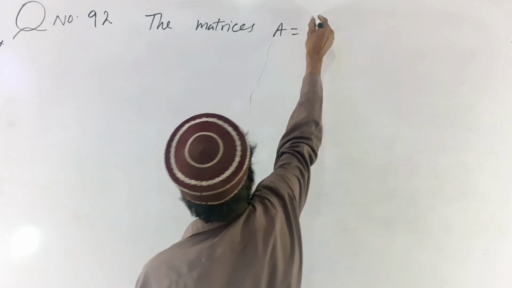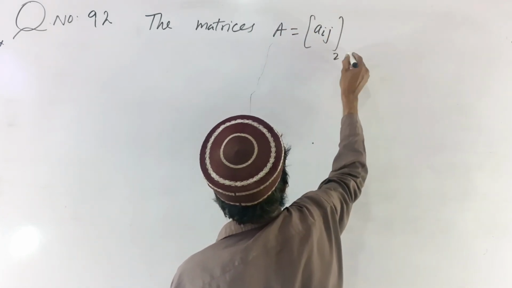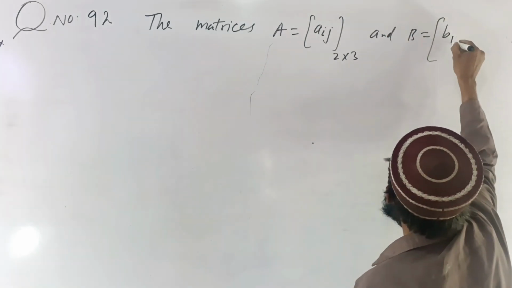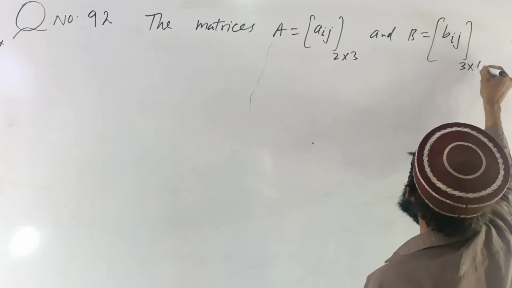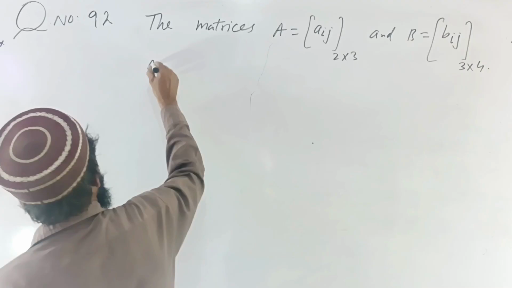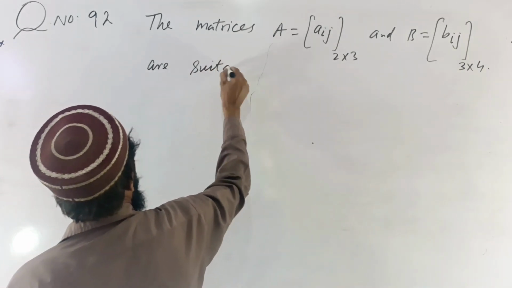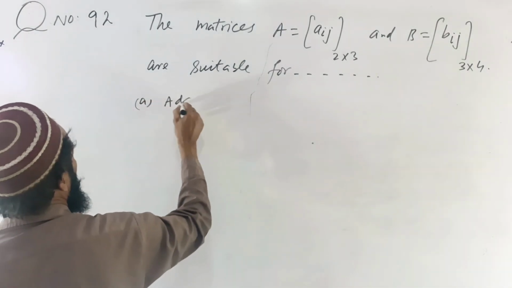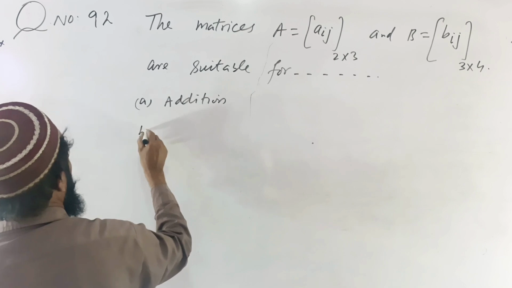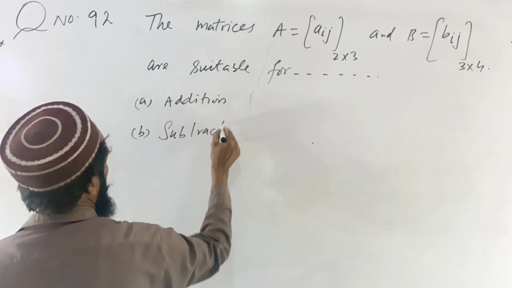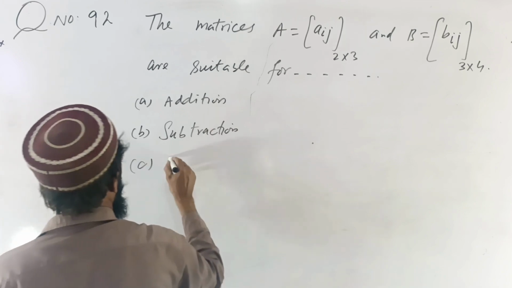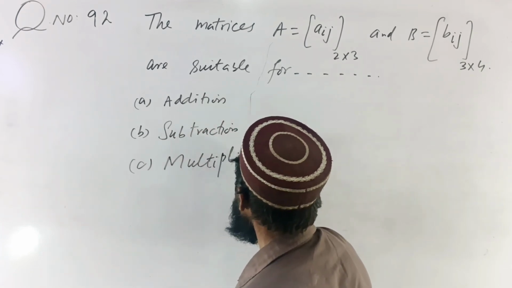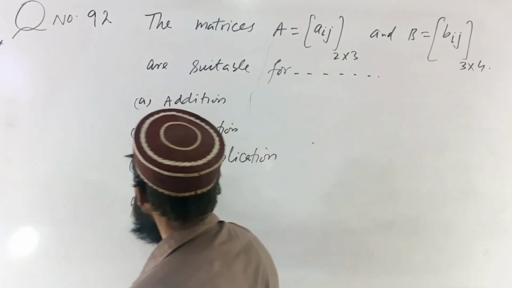The matrix A is Aij is 2 cross 3, and B is Bij is 3 cross 4. Then the matrices are suitable for what? For addition, subtraction, multiplication, or none of these.